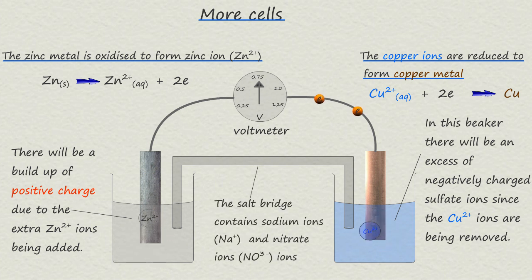However, this is where the salt bridge comes into play. The salt bridge contains the positively charged sodium ions and the negatively charged nitrate ions. Here, the negatively charged nitrate ions will simply migrate into the left-hand beaker and the positively charged sodium ions will simply migrate into the right-hand beaker, and in this way electrical neutrality will be maintained in both the beakers.